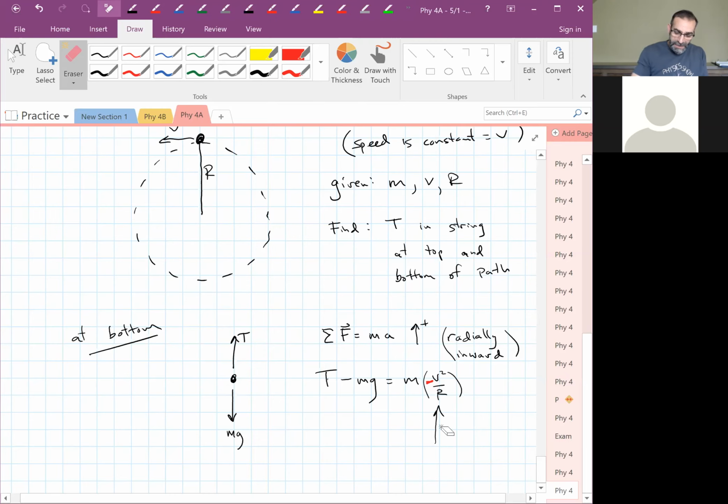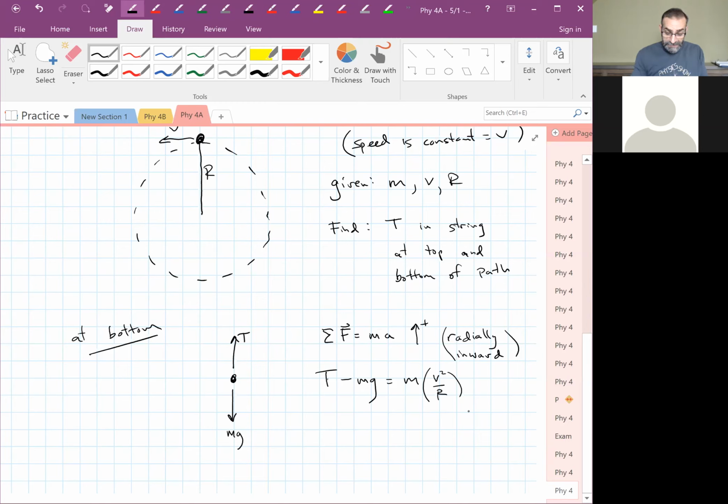So what I do, my workaround, is to just always pick toward the center of the circle to be positive. So I know my acceleration is going to be positive. And then I don't forget the minus sign. But you can pick any direction you want to be positive as long as you remember to get the signs right. My trick is it kind of makes it hard to get the signs wrong. If you pick radially inward as positive, it makes it hard to get the signs wrong.